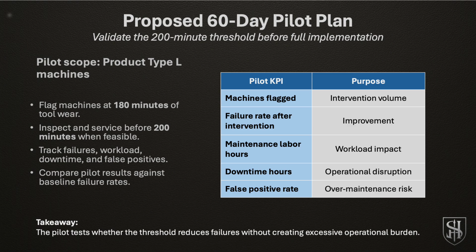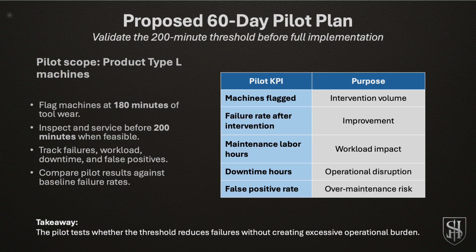The third KPI is maintenance labor hours. This measures the workload impact on the maintenance team. The fourth KPI is downtime hours. This helps determine whether the pilot reduces disruption or unintentionally creates new operational delays.